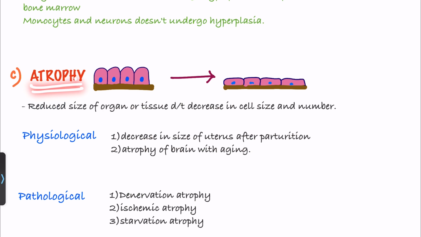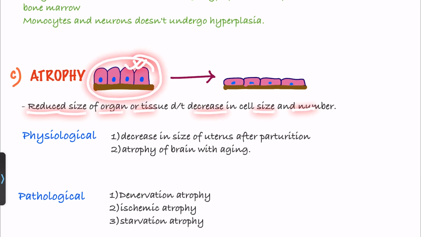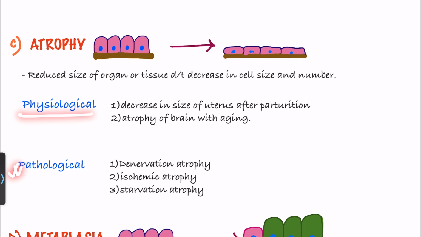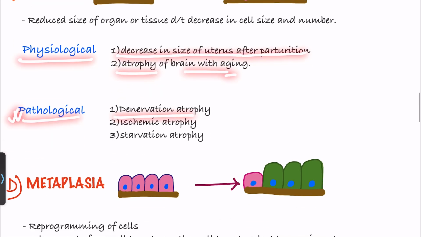Talking about atrophy, whenever a cell undergoes atrophy, there is reduction in the size of the organ or tissue due to decrease in the cell size and number. Here, there are 4 normal healthy cells. After undergoing atrophy, the cell number will also decrease and the cell size will also decrease. The atrophy can either be physiological or pathological. Physiological atrophy occurs in the decrease in the size of the uterus after parturition or childbirth, or atrophy of the brain with aging. Pathological atrophy occurs in denervation atrophy, ischemic atrophy, and starvation atrophy.